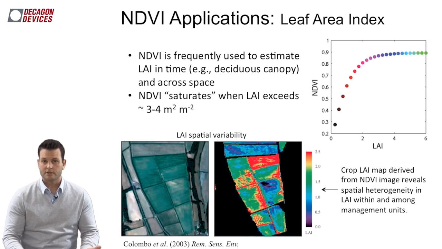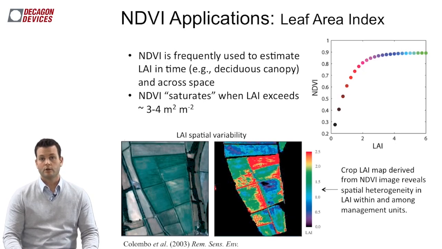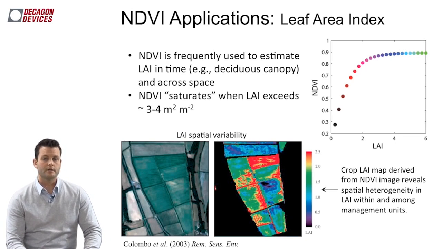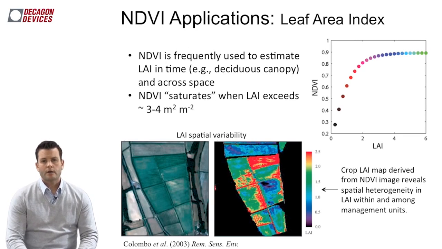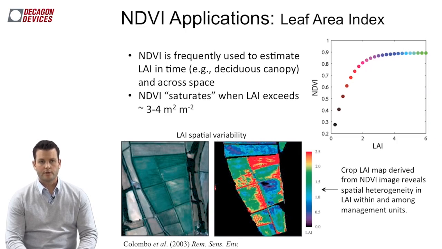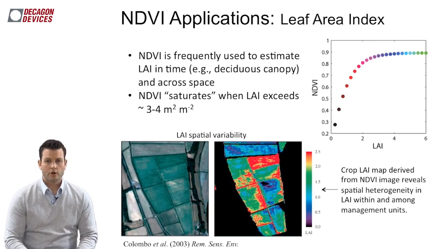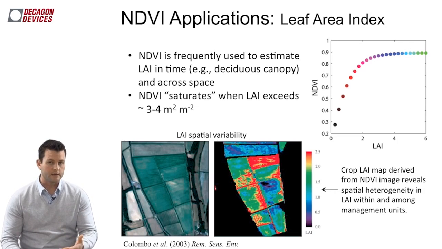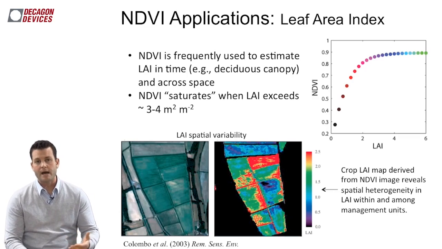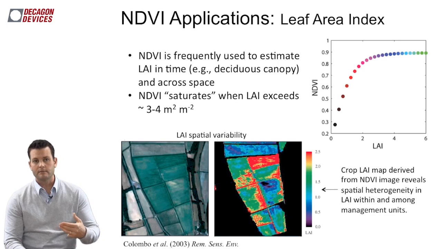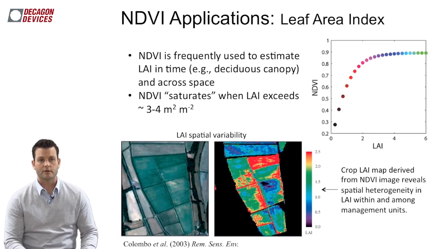So you can imagine a deciduous canopy or an annual canopy where we have large seasonal shifts in leaf area index. The NDVI can be very informative for tracking those changes. NDVI can also be used to infer or estimate spatial variability in leaf area index. So at the bottom left, I have a figure that's showing how somebody is using imagery. They're calculating NDVI using that imagery because they have near-infrared and red wave bands, and they're using that to map crop LAI. And what that map then shows is the spatial heterogeneity in LAI, both among and within each of the management units.